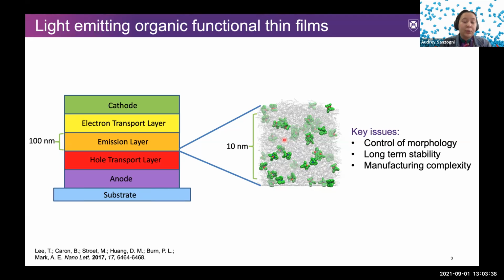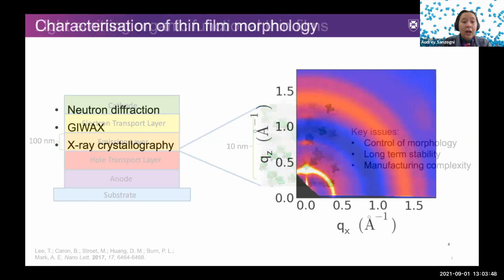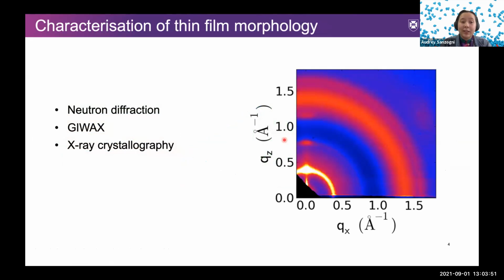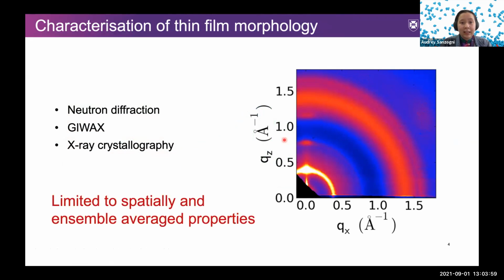So in order to improve our understanding of these devices and how they function and how we can improve their efficiency, we need to ultimately understand the morphology of these devices. A lot of work has been done in characterizing the morphology using experimental work like neutron diffraction and GIWAXS. But unfortunately, these techniques can't give us the whole picture of the morphology of the devices because they're limited to spatially and ensemble averaged properties. So we need to use something else. And what we can do is model these.